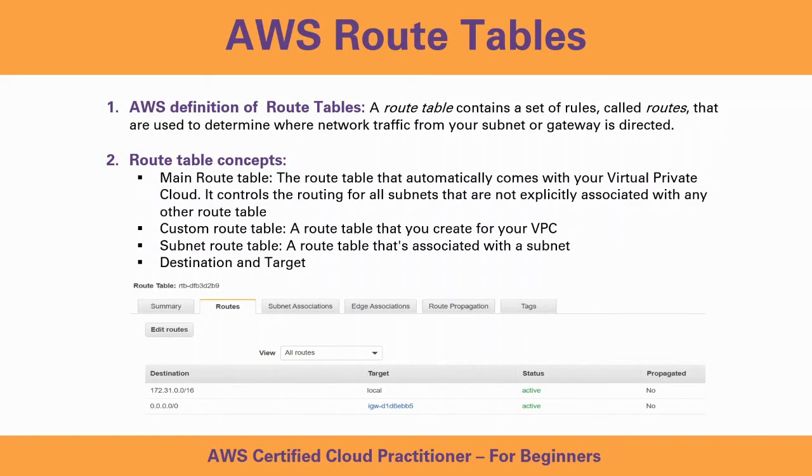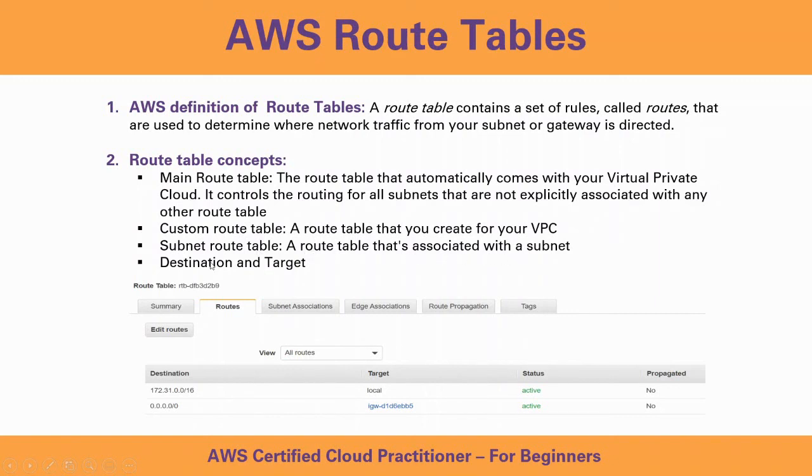Some of the important definitions or concepts in route tables are: number one, main route table, the route table that automatically comes with your virtual private cloud. It controls the routing for all subnets that are not explicitly associated with any other route table. Custom route table, a route table that you create for your virtual private cloud. Subnet route table, a route table that's associated with a subnet.